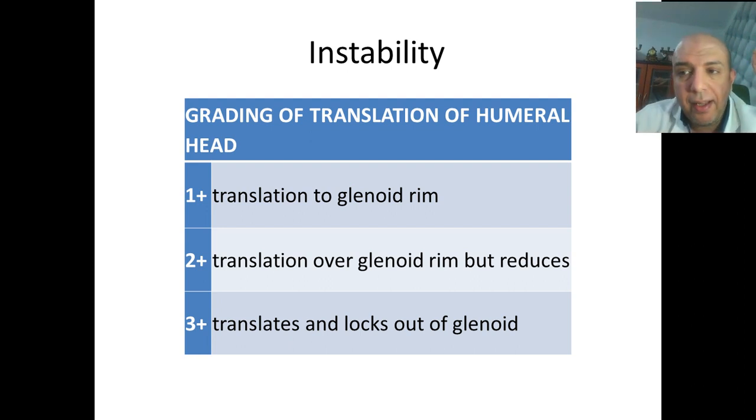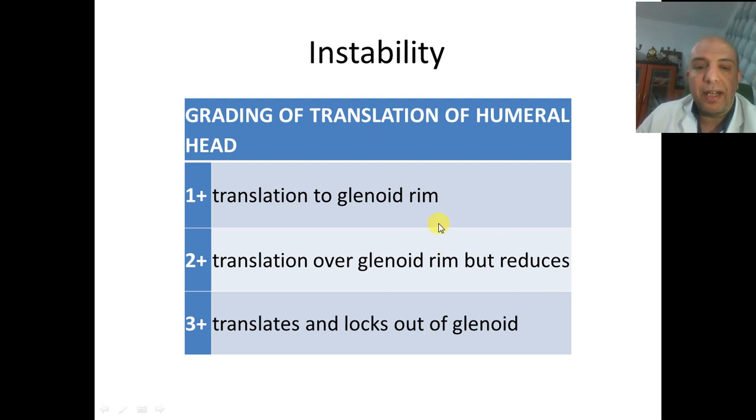Then the patient is supine on the couch. All the tests for me are done while standing. When I go to the last test, which is the instability test, it will be on the couch. Instability test is either anterior or posterior or multi-directional.